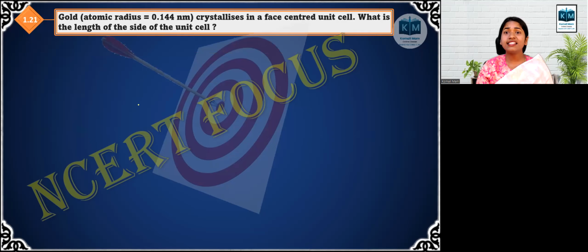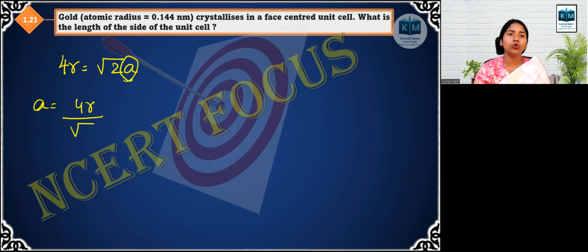Gold crystallizes in a face-centered unit cell. What is the length of the side of the unit cell? For FCC, the formula is 4R = root 2 A. They are asking us to find the length of the side, meaning the A value. So 4R divided by root 2.